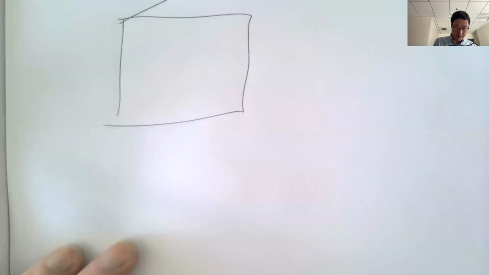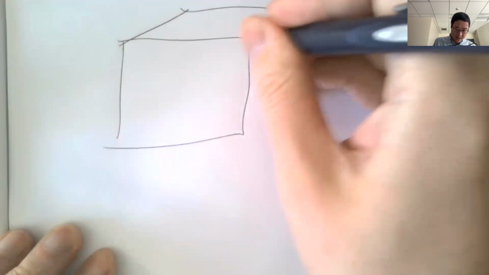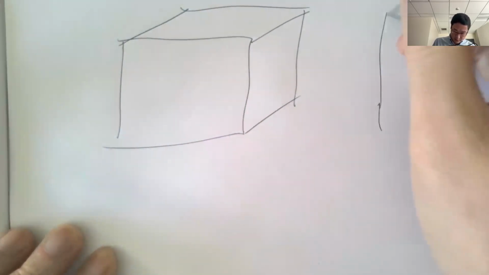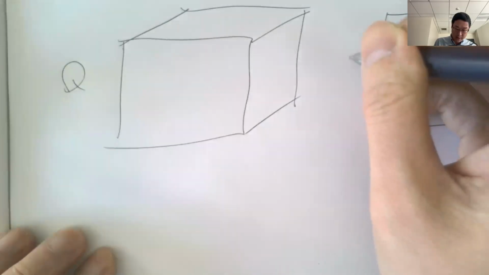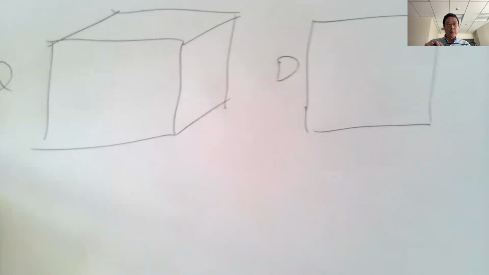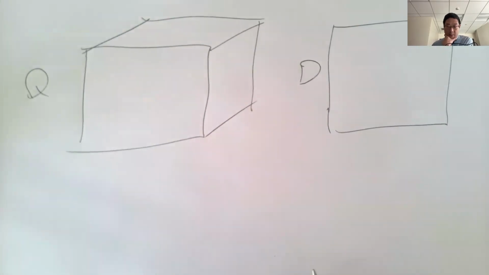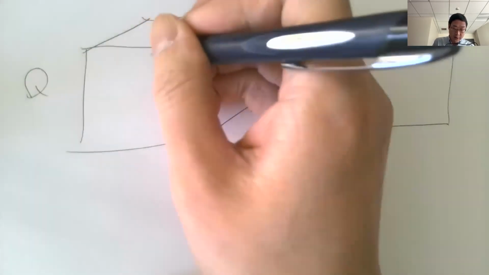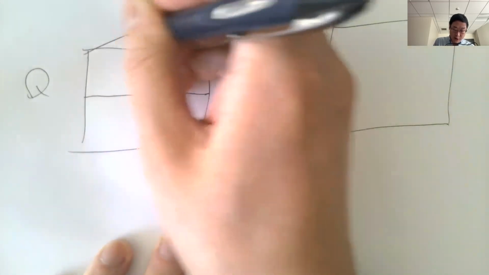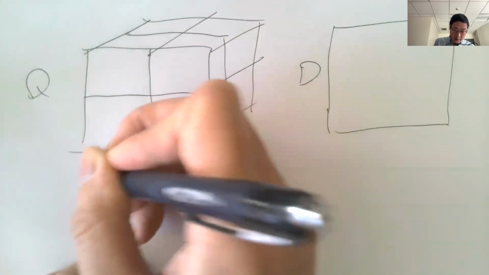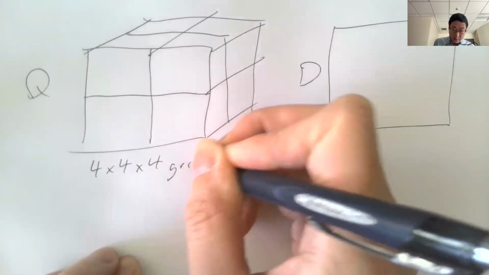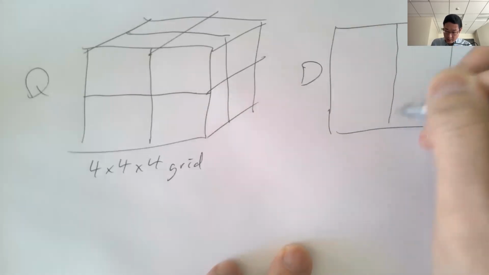So the idea of the construction, we want to construct a map from the cube to the square. So here's our cube. Let's call our cube Q. Let's call our square D. We want to construct a map which is surjective and where the derivative has rank one almost everywhere. And so here's what we're going to do. We're going to take the cube and decompose it into a 4x4x4 grid, and we're going to take the square and decompose it into an 8x8 grid.